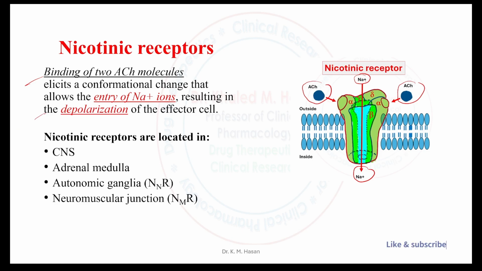You can find nicotinic receptors in the central nervous system. We have nicotinic receptors in the adrenal medulla. We have nicotinic receptors in the ganglia. We have nicotinic receptors in the neuromuscular junction. So the locations of nicotinic receptors: central nervous system, adrenal medulla, ganglia, neuromuscular junction.